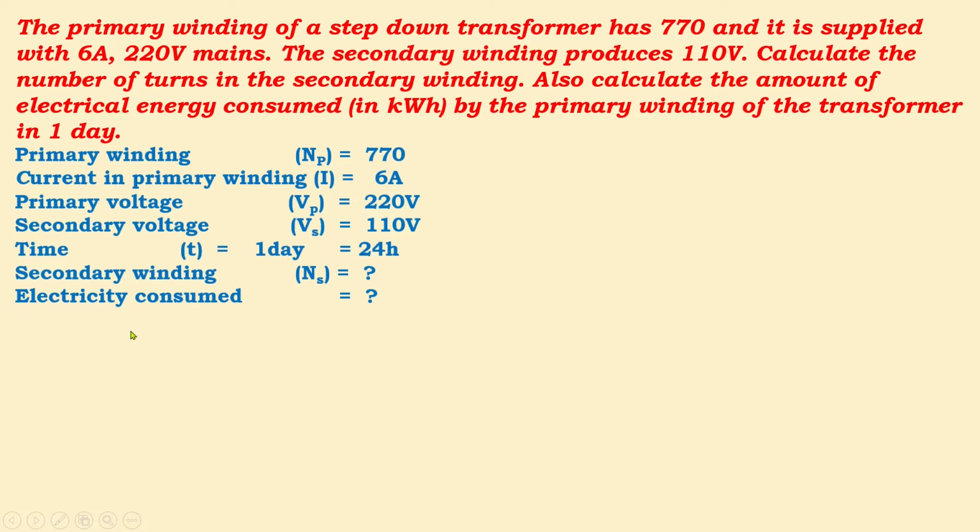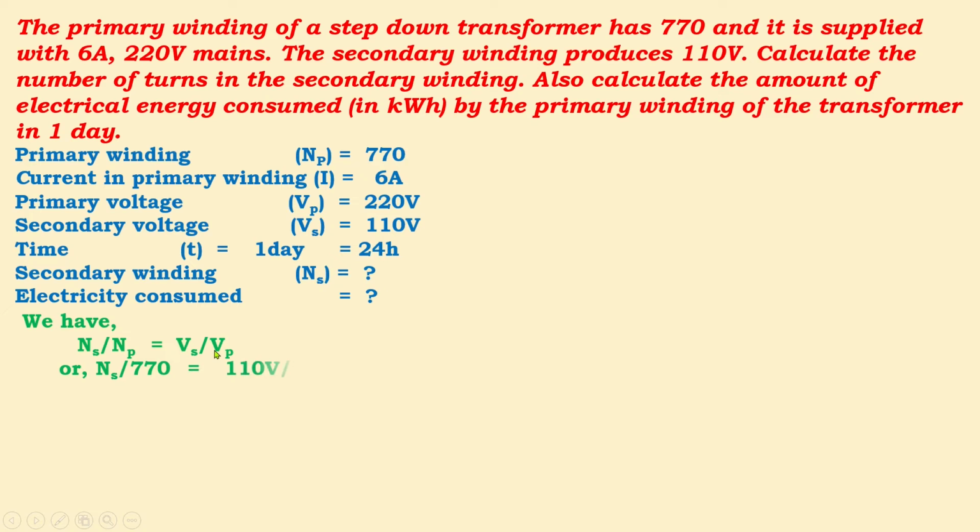Now let's start. We have Ns by Np equal to Vs by Vp. What does it mean? It means the number of turns in secondary coil divided by number of turns in primary coil is equal to voltage in secondary coil upon voltage in primary coil. The ratio of number of turns in secondary coil and primary coil is always equal to the ratio of voltage in secondary coil and voltage in primary coil.